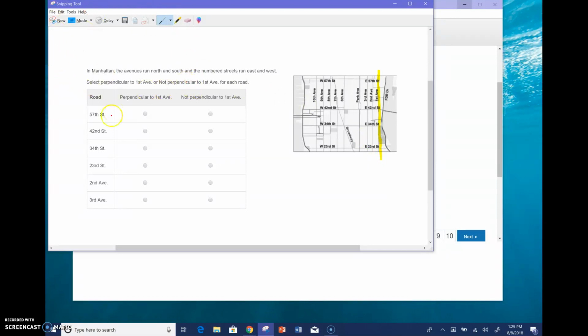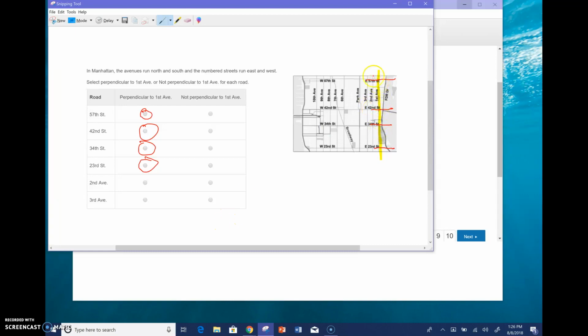So we're looking at 57th Street, so we can mark 57th is this one right here. So that makes a T, which means it's perpendicular. Let's look for 42nd Street, which is here. That makes a T, so that is perpendicular to First Avenue. 34th Street is here. It makes a T, so that is perpendicular to First Avenue. 23rd Street is on the bottom here, and that makes a T. It's perpendicular to First Avenue.